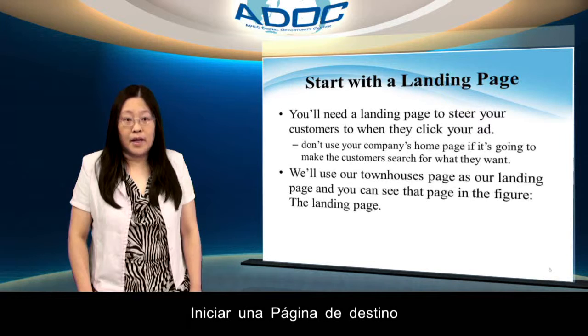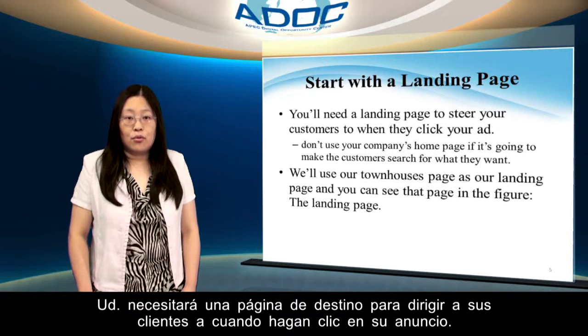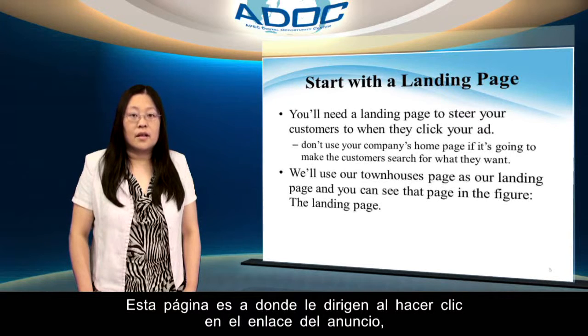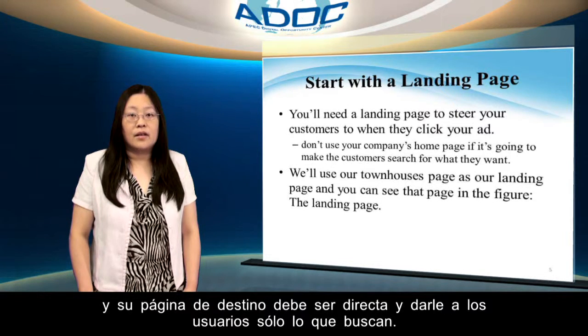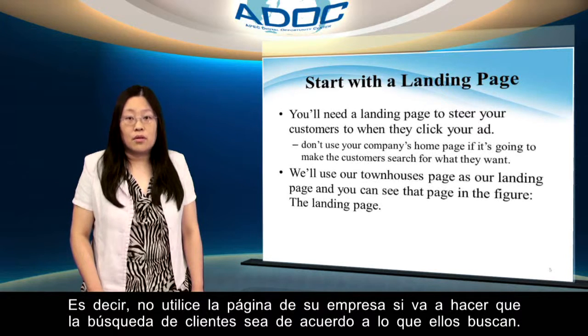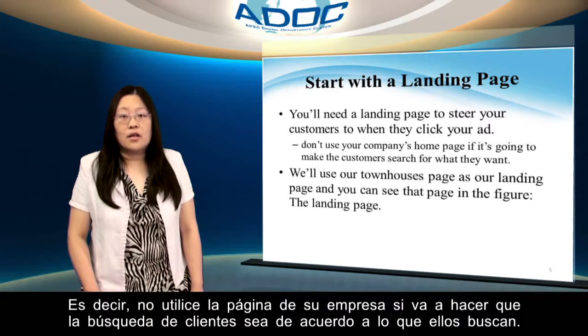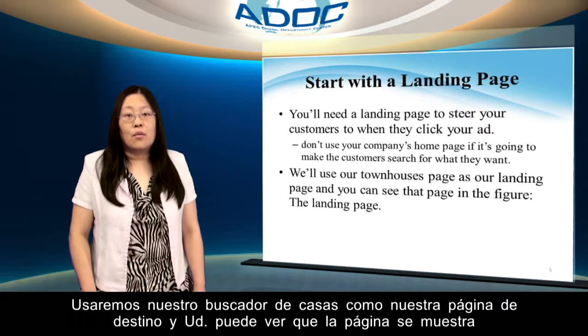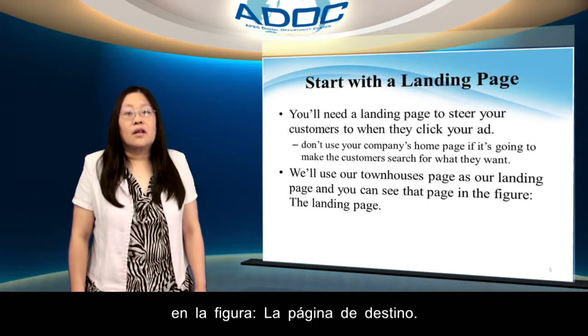Start with a landing page. You will need a landing page to steer your customers to when they click your ad. This page is where the clickable link in the ad directs them, and your landing page should be direct and give them just what they want. That is, don't use your company's homepage if it's going to make the customers search for what they want. We'll use our Down House page as our landing page, and you can see that page in the figure, the landing page.